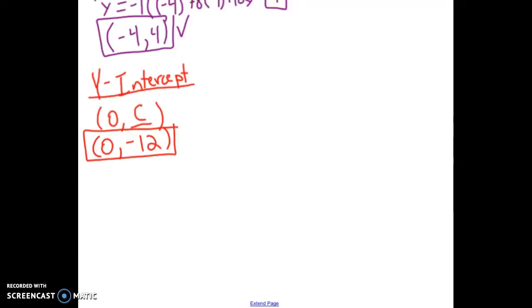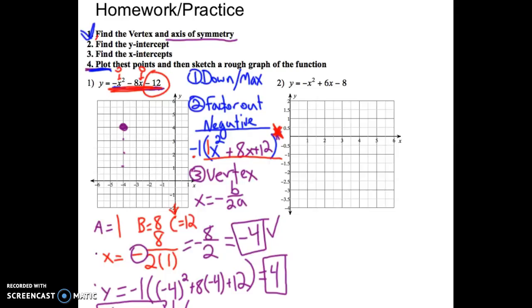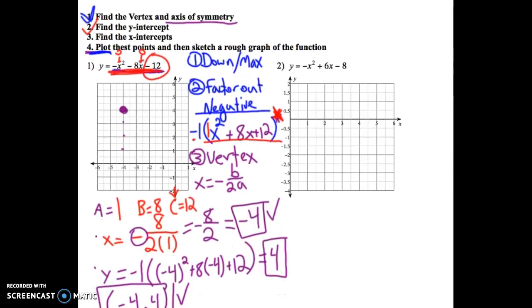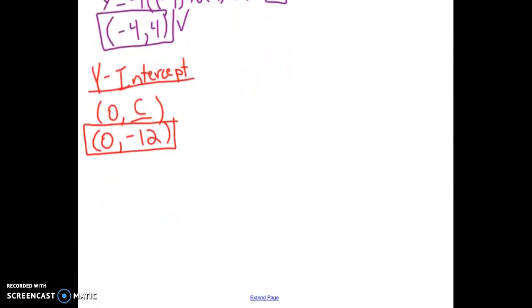The final step of this process is to find the x-intercepts. So we have just found the y-intercept, which is the c term. And then we're going to plot these x-intercepts. So to find the x-intercept, I'll continue down.